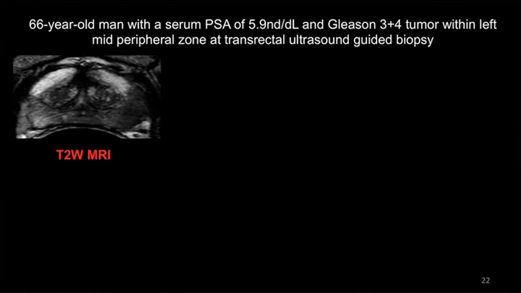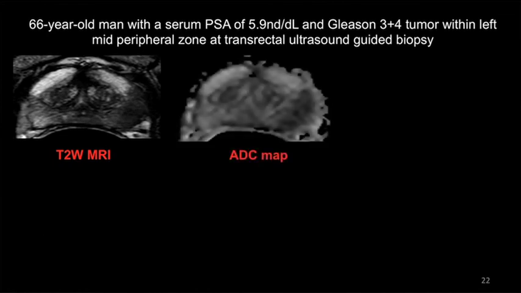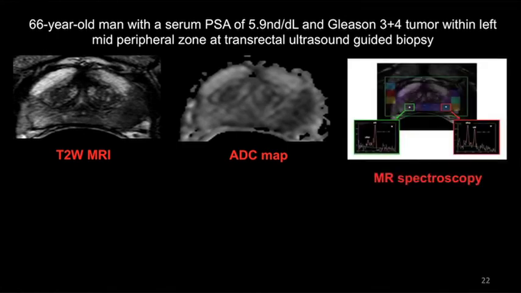So the first patient. This is a 66-year-old man with a PSA of 6 with a Gleason score 3+4 at a random biopsy. And the T2-weighted MRI shows a large lesion in the left mid-peripheral zone with a capsular bulge. That lesion is positive on ADC map. This is how the tumors appear with restricted diffusion on ADC map. And this is the MR spectroscopy result of the same lesion. In healthy spectroscopy, you have a low choline citrate ratio, but in case of tumors, the ratio flips.